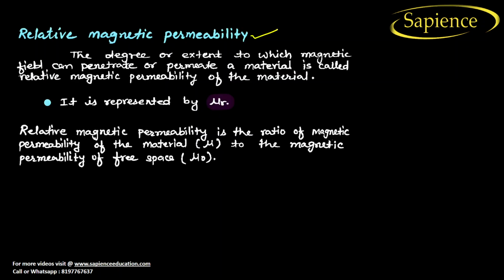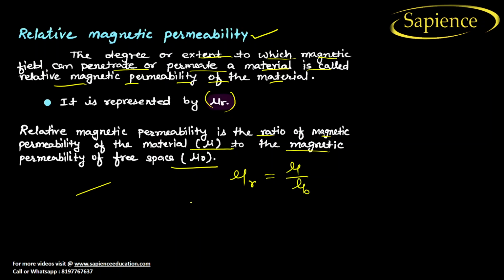Now, what is relative magnetic permeability? The degree of extent to which the magnetic field can penetrate or permeate a material is called the relative magnetic permeability, and it is represented by mu r. Relative permeability is the ratio of the permeability of the material, mu, to the magnetic permeability in free space. So this will be mu by mu naught, where we consider a material and free space.